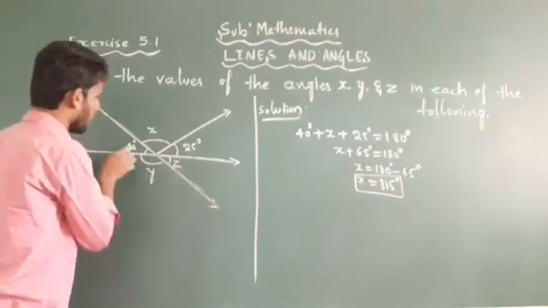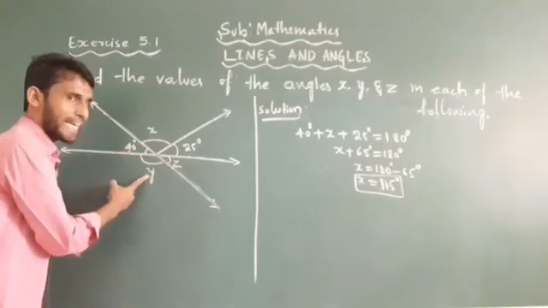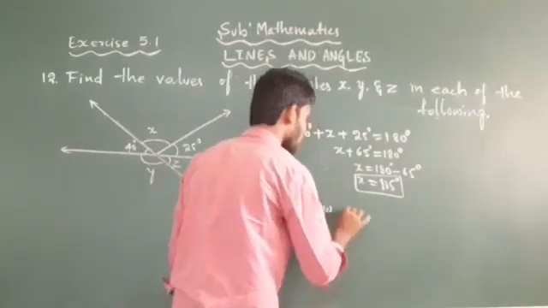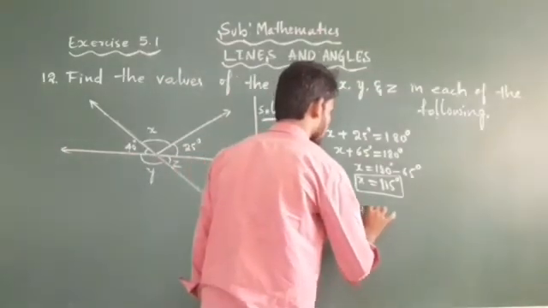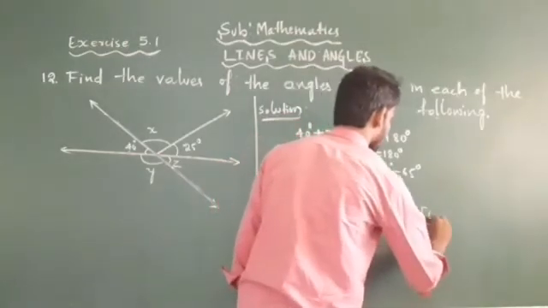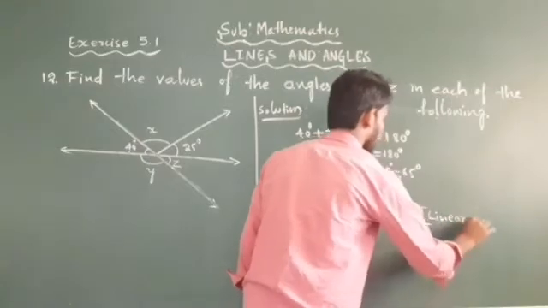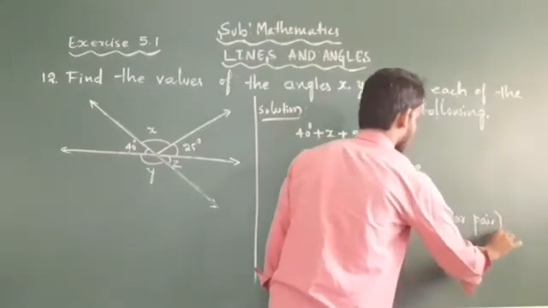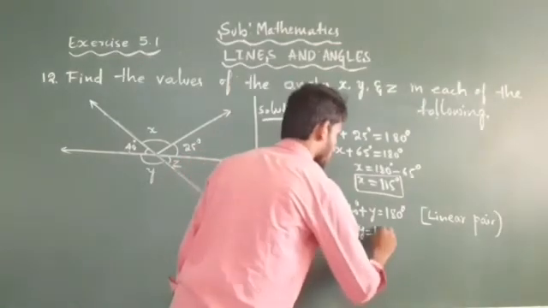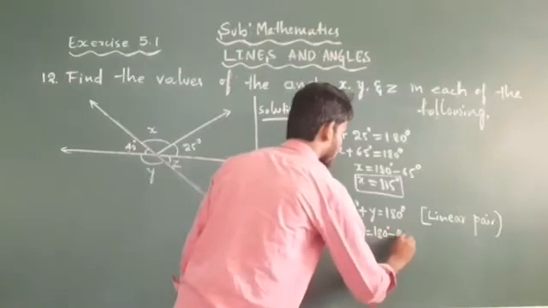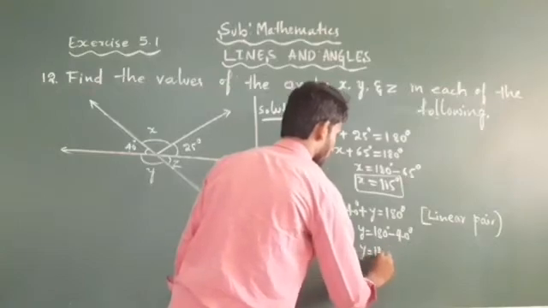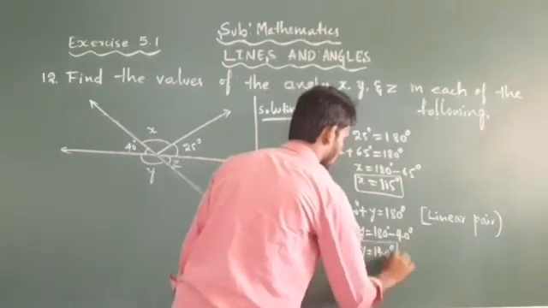This is the straight line, 40 plus y. The total is 180 degrees. Now we can write 40 degrees plus y is equal to 180 degrees, because this is the linear pair. Now when we shift LHS to RHS, we get 180 degrees minus 40 degrees. See, y is equal to 140 degrees. Here we got the y value.